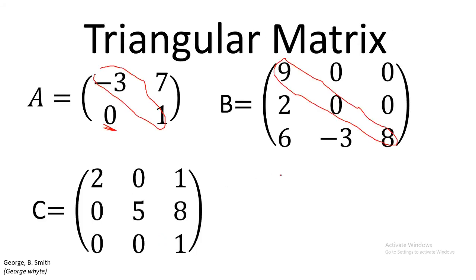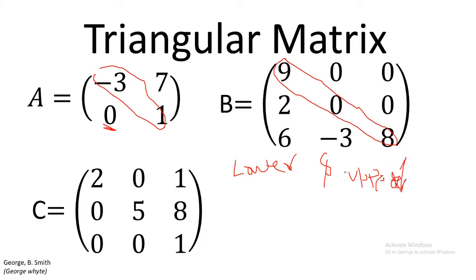So triangular matrices are of two kinds. We have what we call the lower triangular matrix, and we have what we call the upper triangular matrix. Now the difference between the lower and upper triangular matrix is that for a lower triangular matrix, you're looking at a case where the triangle falls in the lower. Don't mind my writing.